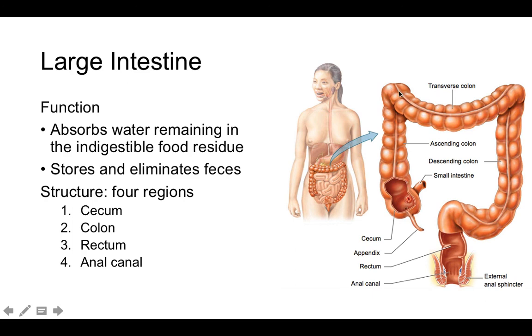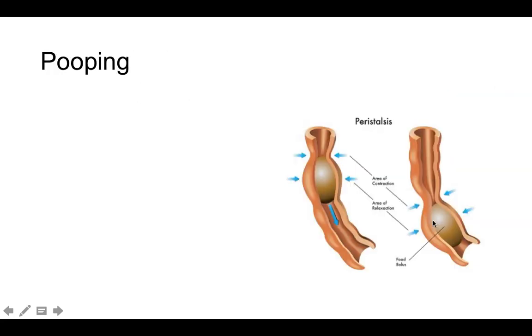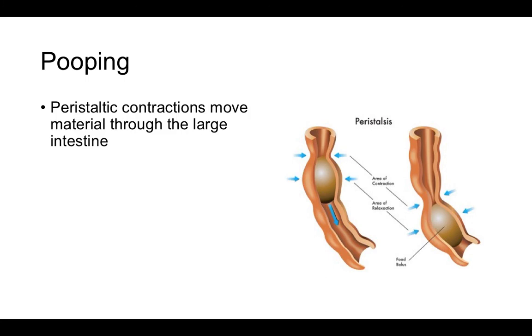Within the colon, we have 4 different areas. We have the ascending, the transverse, the descending, and then the sigmoid colon. The sigmoid colon is named because it kind of has an S shape. So let's talk about pooping. Pooping is done via peristalsis.